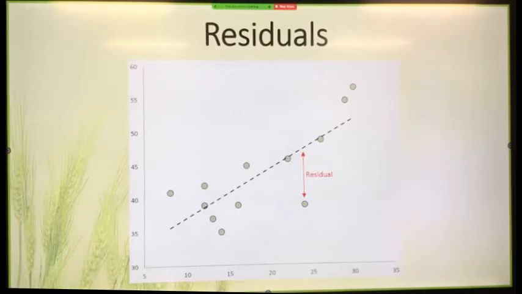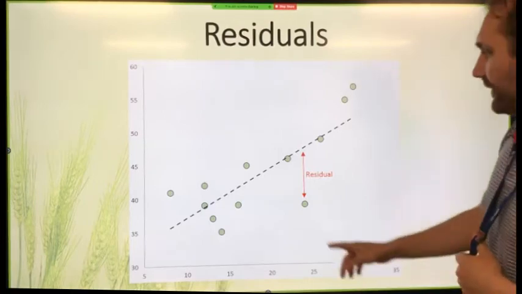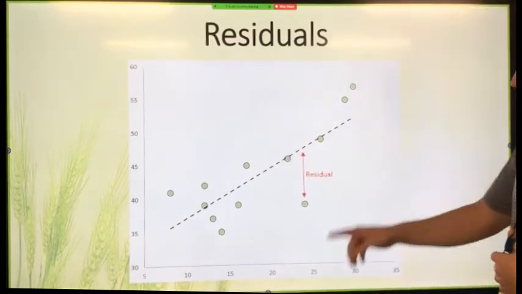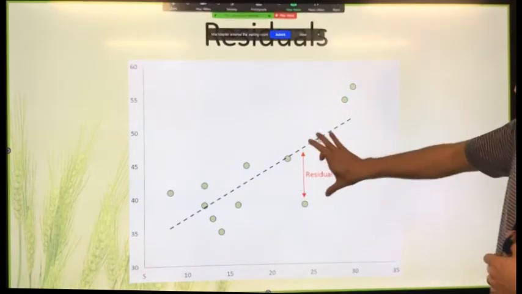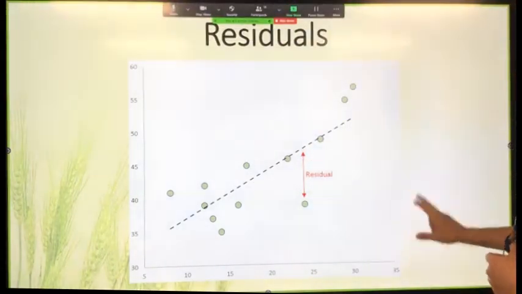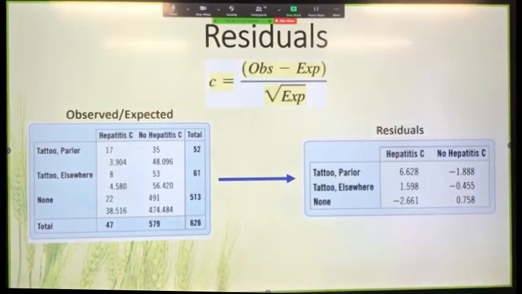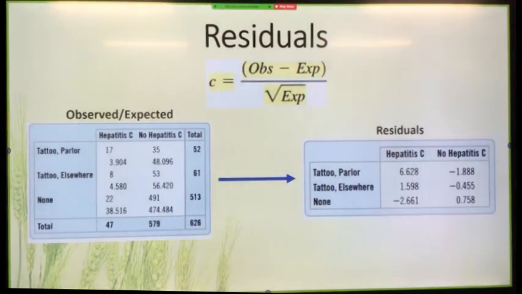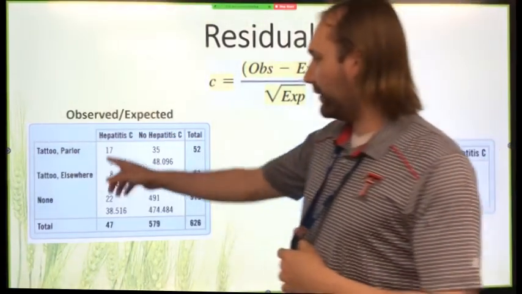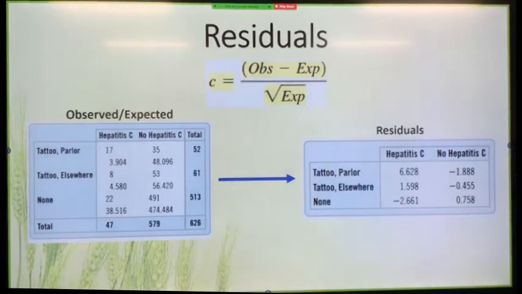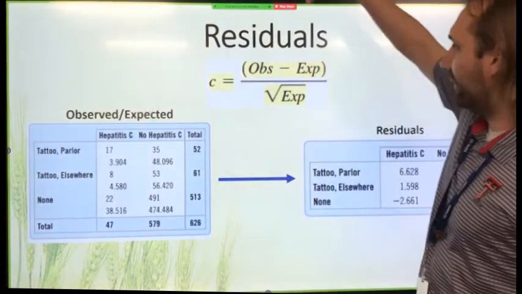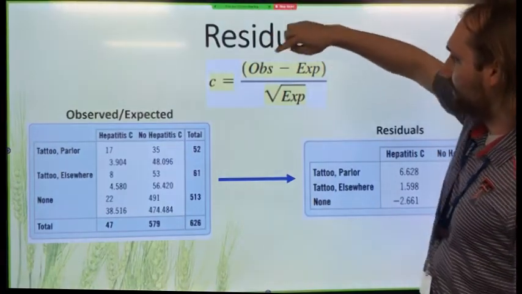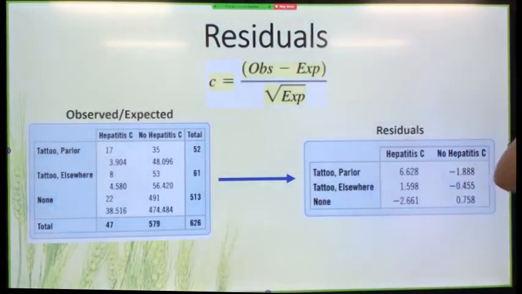Let's cover one more thing with this chapter and look specifically at residuals. We have data points, there's going to be some regression line, and the residual is the distance that one particular point is from that line. We saw that with categorical data we have our observed and our expected, and with that we can calculate the residuals between the two. That goes like this: observed minus expected over the square root of the expected.